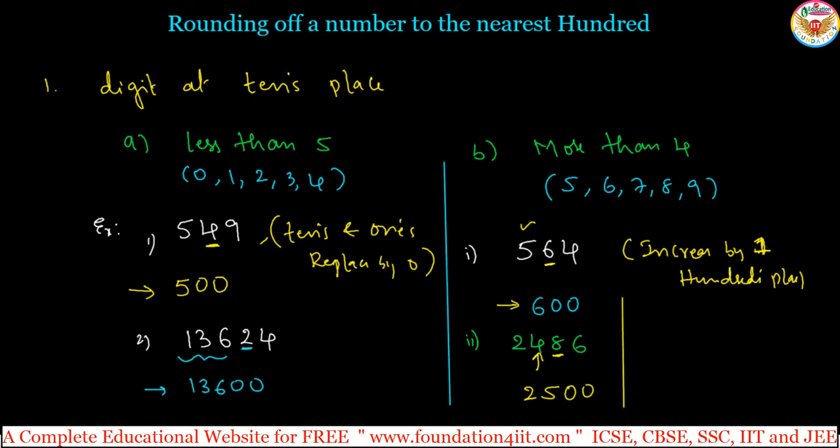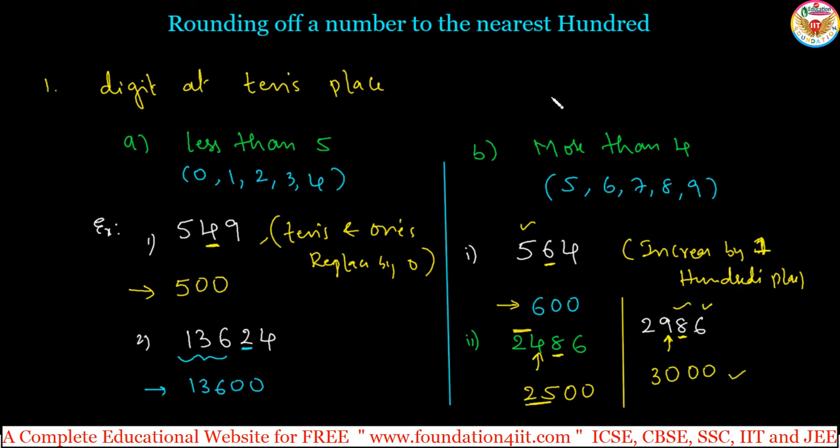One more example: 2,986. See what will happen. The tens place is 8, so you need to increase the hundreds place. The previous part is 29, so if you increase it, it becomes 30. Actually, 9 increased by 1 is 10, so 1 should carry over. So 29 becomes 30. In the place of 8 and 6, the tens and units places, replace with 0. So 2,986 is 3,000.